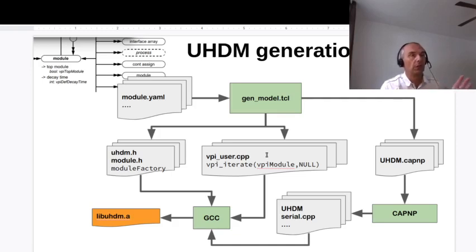The user who uses VPI sees a standard C API. And then the Cap'n Proto schema, which allows us to serialize, deserialize this object model, is also automatically generated from these YAML files. So this whole machinery, essentially, from one single entry point, generates a lot of collateral. Like I said, even the elaborator, the worker, the listener design pattern, everything is automatically generated from a single entry point here.